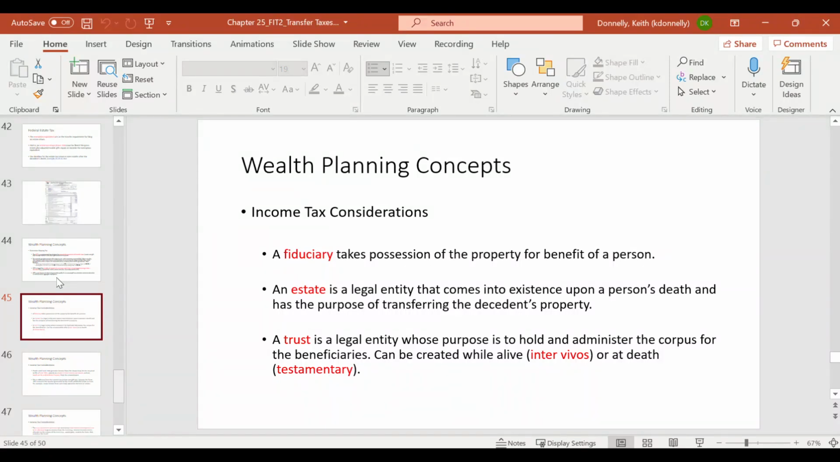An estate is a legal entity that comes into existence upon a person's death. And a trust is a legal entity whose purpose is to hold and administer property for beneficiaries. These can be created while you're alive, a lifetime trust, or at your death.